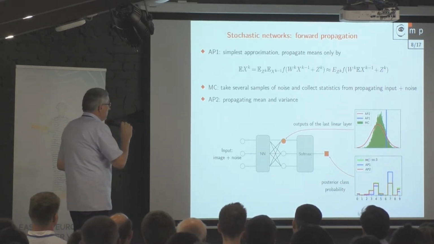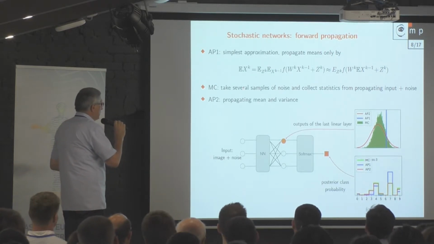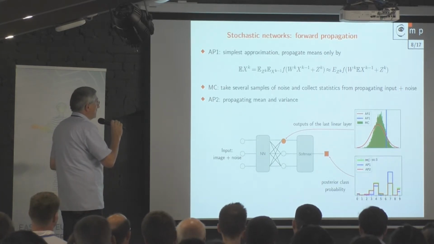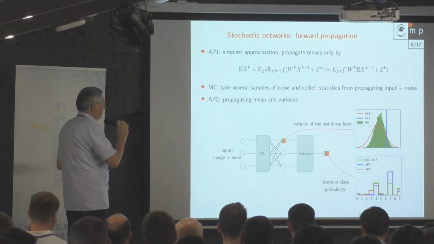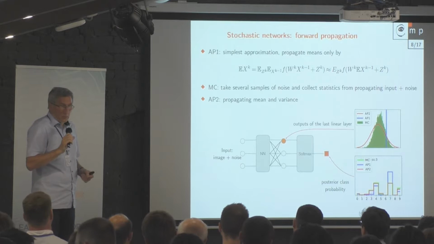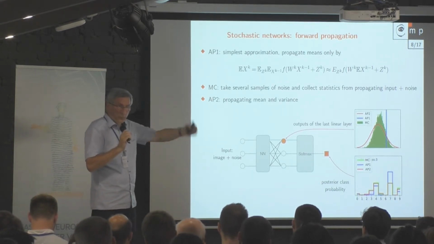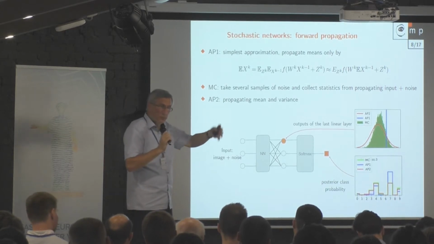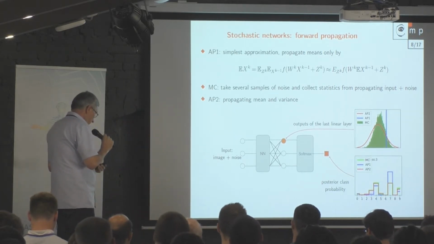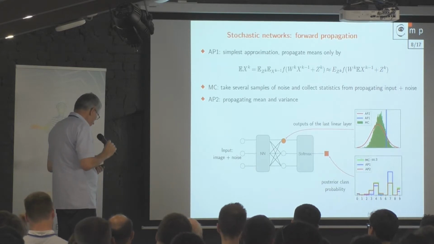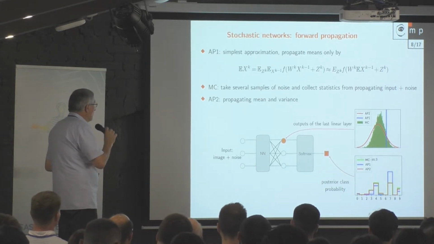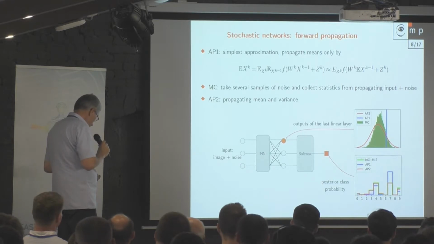Okay, another option would be not to calculate it explicitly, but to do some sort of sampling. So just take several samples of all the latent noises, and collect the statistics from the propagating input plus the noise. So you have your input, and then for the first layer you sample the noises and collect the outputs. You have the statistics, and then you repeat that through all other layers, but that's time consuming, of course. And so another and better approximation would be what we call AP2, approximation 2.